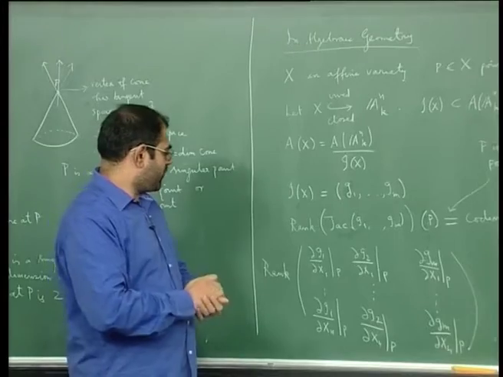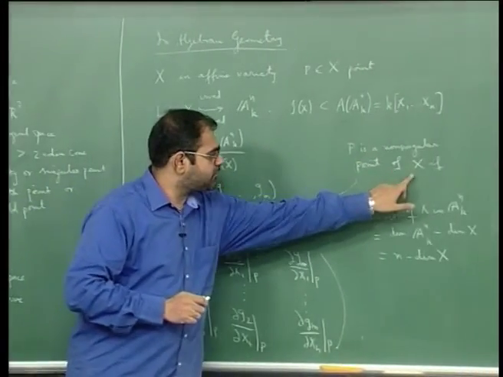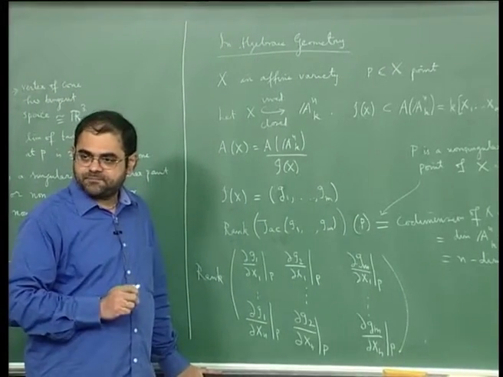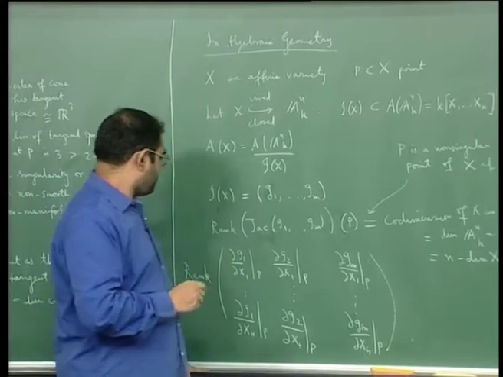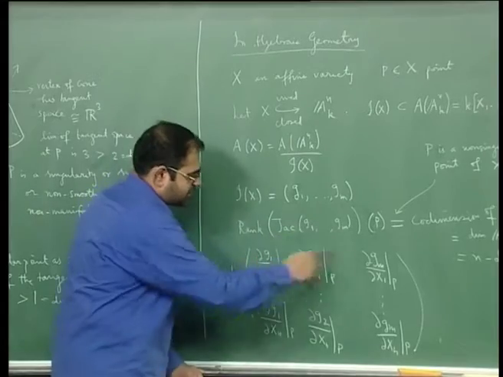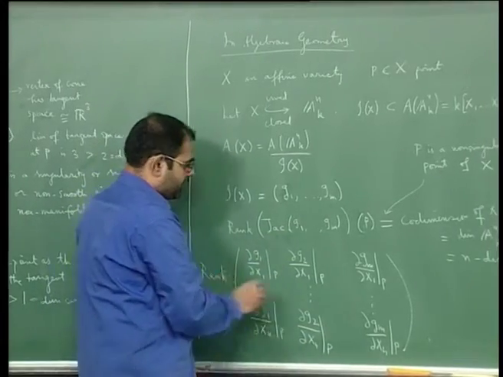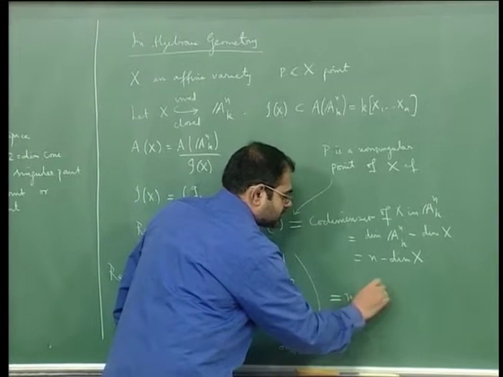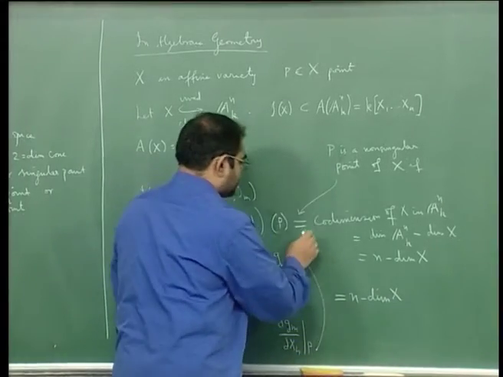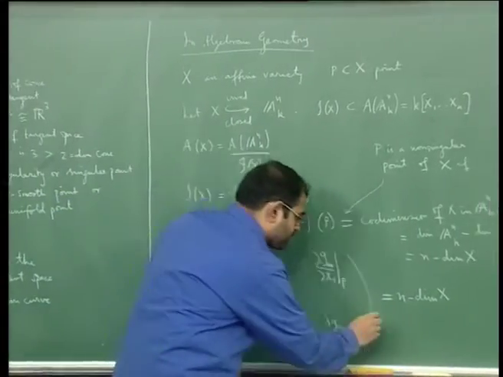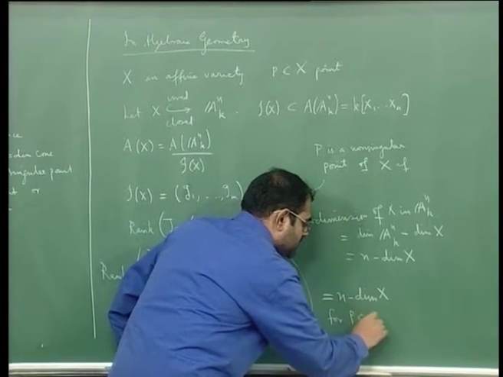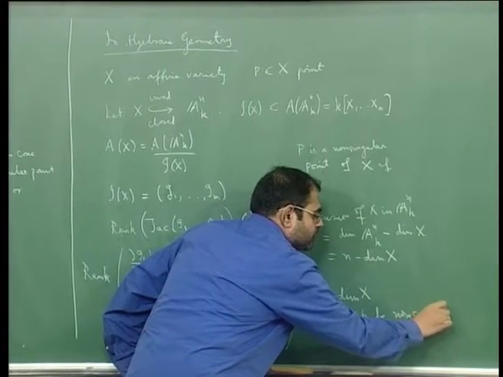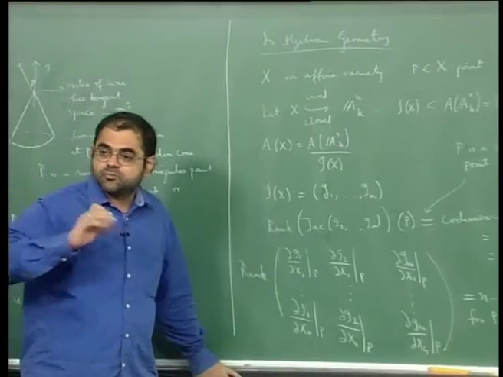So the condition for P to be a non-singular point of X is that the rank is equal to the codimension. This is the condition, and by the way, the rank of the Jacobian at the point P is actually the rank of this matrix. So this is equal to n minus dimension of X. This is the condition for P in X to be non-singular, or for it to be a smooth point.